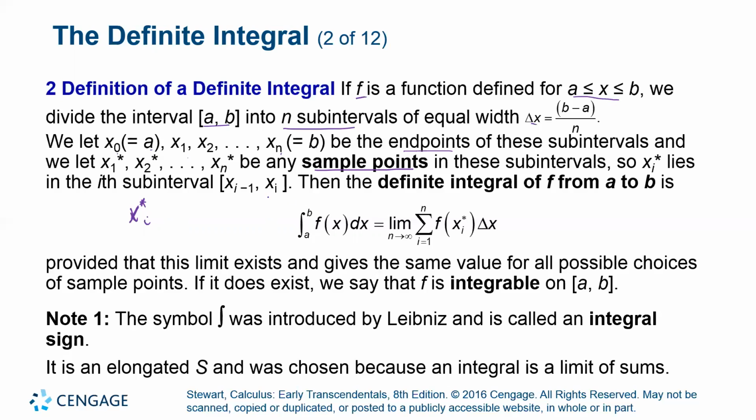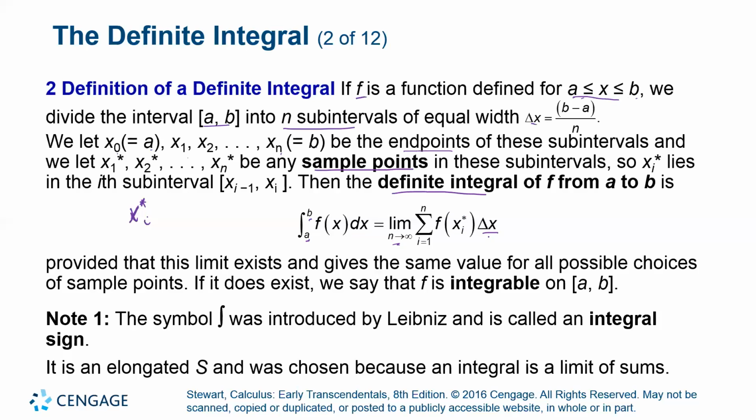Okay, so if you have that, then we say that the definite integral, which will always give us a number because we evaluate the area and get a number, is defined as the integral sign from a to b of f of x with respect to x, which is the same as the limit as n goes to infinity of the sum of f of x star i times delta x.